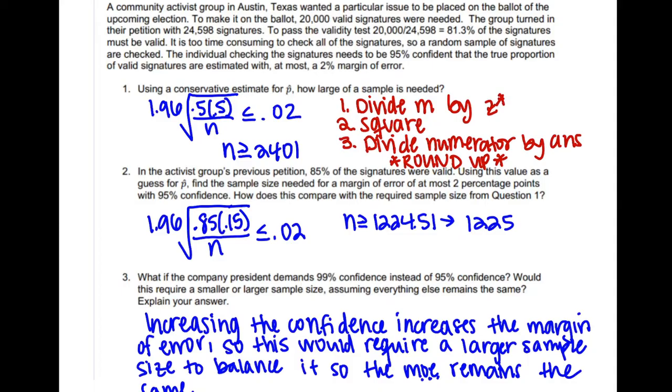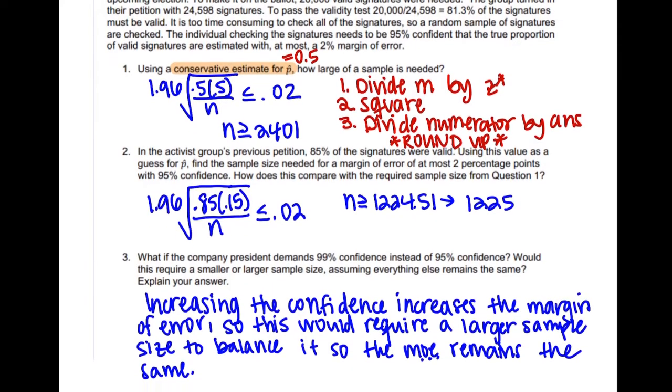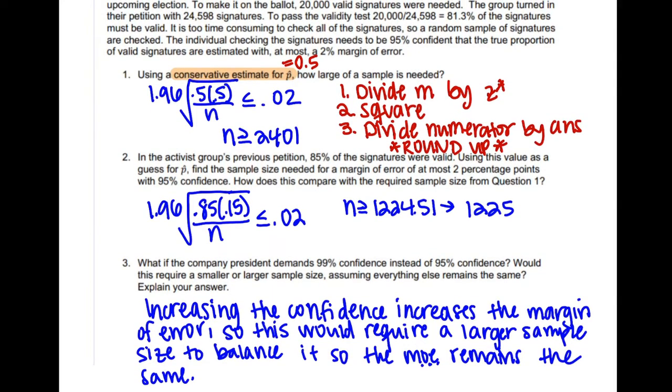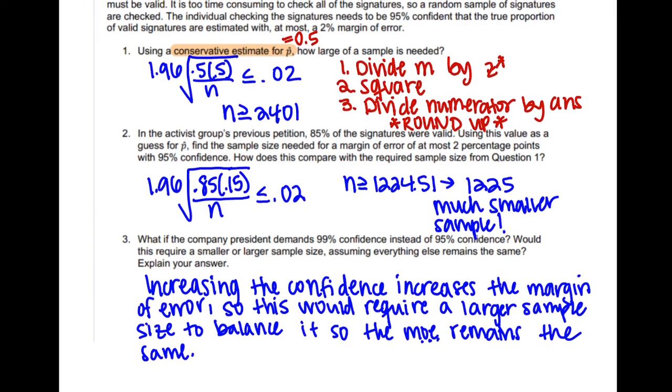And then the conservative estimate for p hat is equal to 0.5, remember. That's a 50-50. It gives us the highest possible sample size. And so for number 2, we didn't use 50-50, we used 85-15, 0.85, 0.15. I didn't answer that part, but it's almost half the size. So it's a much smaller sample required. That's why we call the other one the conservative, because it gives us the largest possible sample we could need.